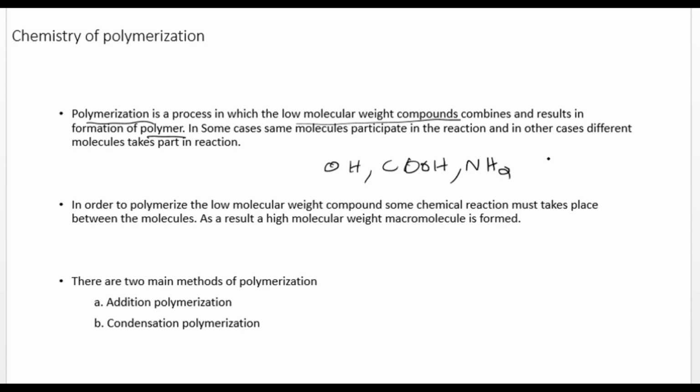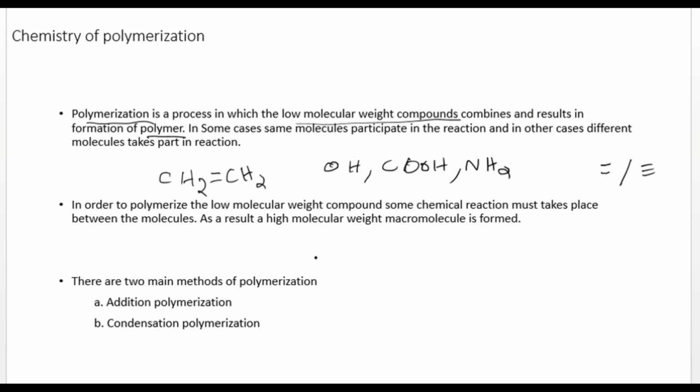But in some compounds, there are no reactive sites. In such cases, reaction is done by the presence of double or triple bonds. For example, in the case of ethylene monomer, CH2 double bond CH2. So the reaction will act upon this double bond.